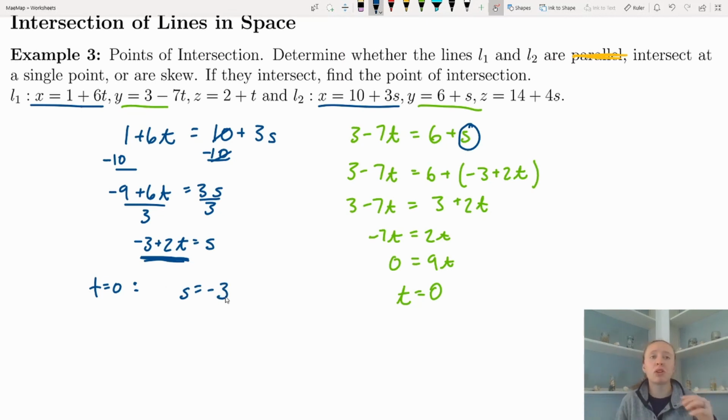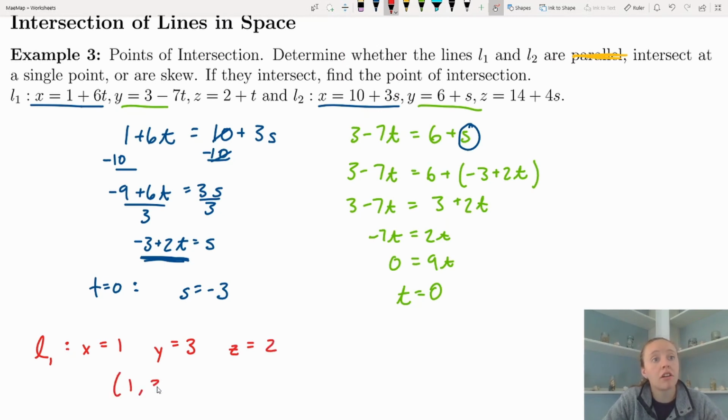So let's see if using that s value and that t value gives me the same exact point. Because if it does, well then I know L1 and L2 will intersect at that point. So using t of 0 for L1, I'll get that x equals 1, y equals 3 minus 0, which is 3, and z equals 2 plus 0, which is 2. So I'll get the point 1, 3, 2 for L1.